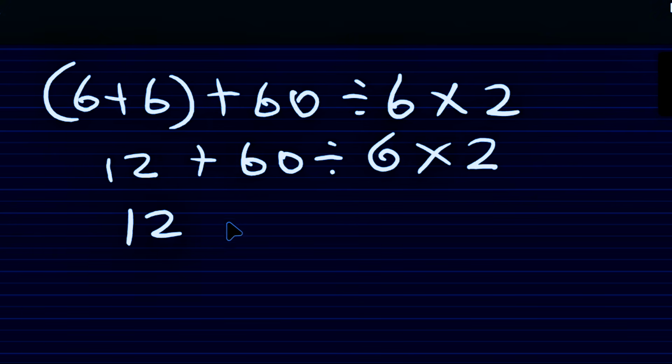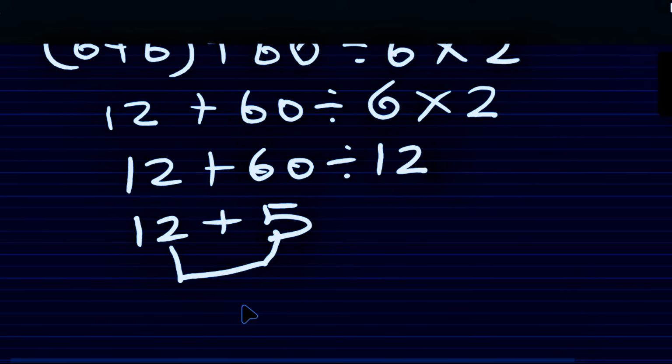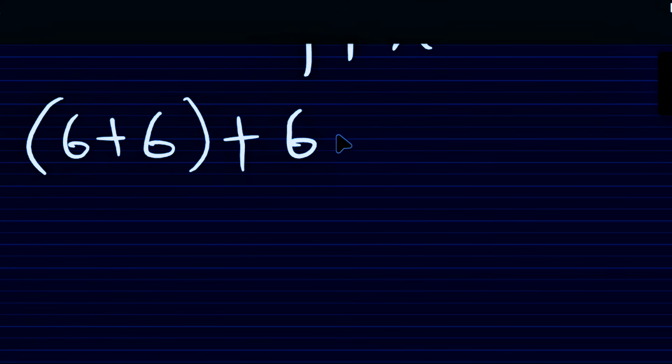So they wrote 12 plus 60 divided by 6 times 2 equals 12. So from here they wrote 12 plus 60 divided by 12 equals 5. Okay, and 12 plus 5 equals 17. This is 17. Okay, but this is totally wrong as well, because according to the order of operation, which is PEMDAS, okay, let's write our question, plus 60 divided by 6 times 2.